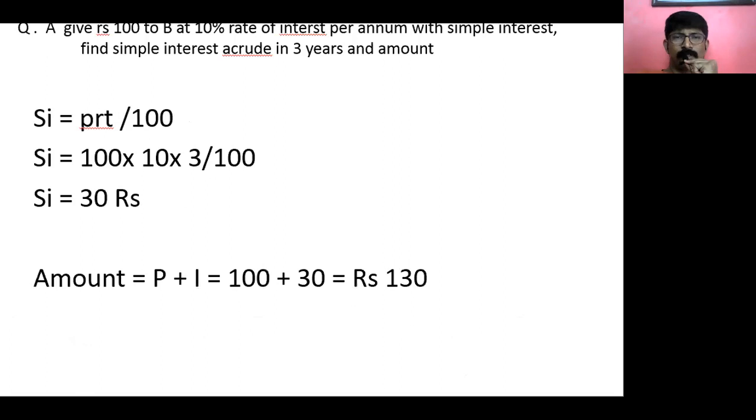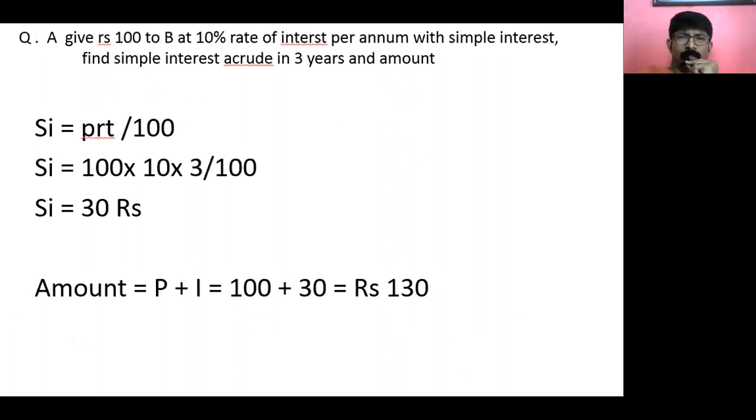We'll just see one small example by which you'll understand how to calculate the simple interest. Okay. Now this is one small, very basic example. You can just jot it down quickly in a book, or else you can just pay attention. Question number one. Say A gives rupees 100 to B at 10% rate of interest per annum with simple interest. Find the simple interest accrued in 3 years and amount. What do you mean by accrued? Formed or made up of. Find the simple interest accrued in 3 years and also calculate the amount.